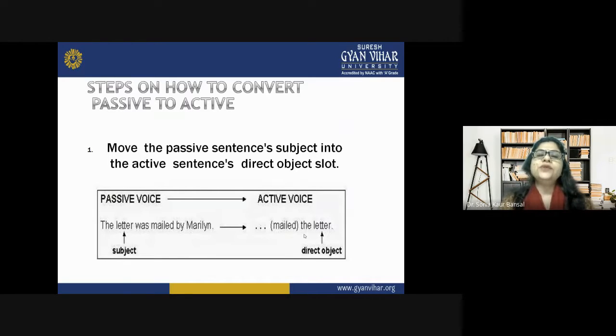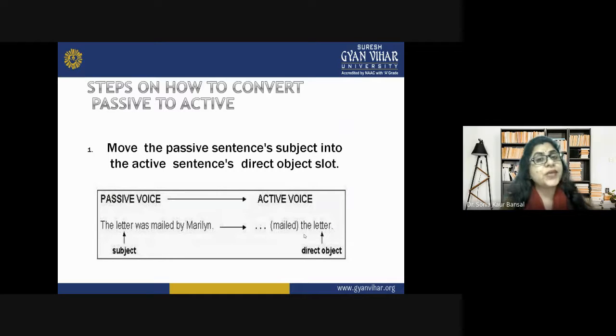So rule 1, you must understand: move the passive sentence subject into the active sentence direct object slot. You can see passive voice is now changing into active voice. So you must do both types of practice: first active to passive, and then passive to active. Get mastery over both ways to be very well versed with the active and passive voice concept. Here, the passive voice is the letter was mailed by Merlin.